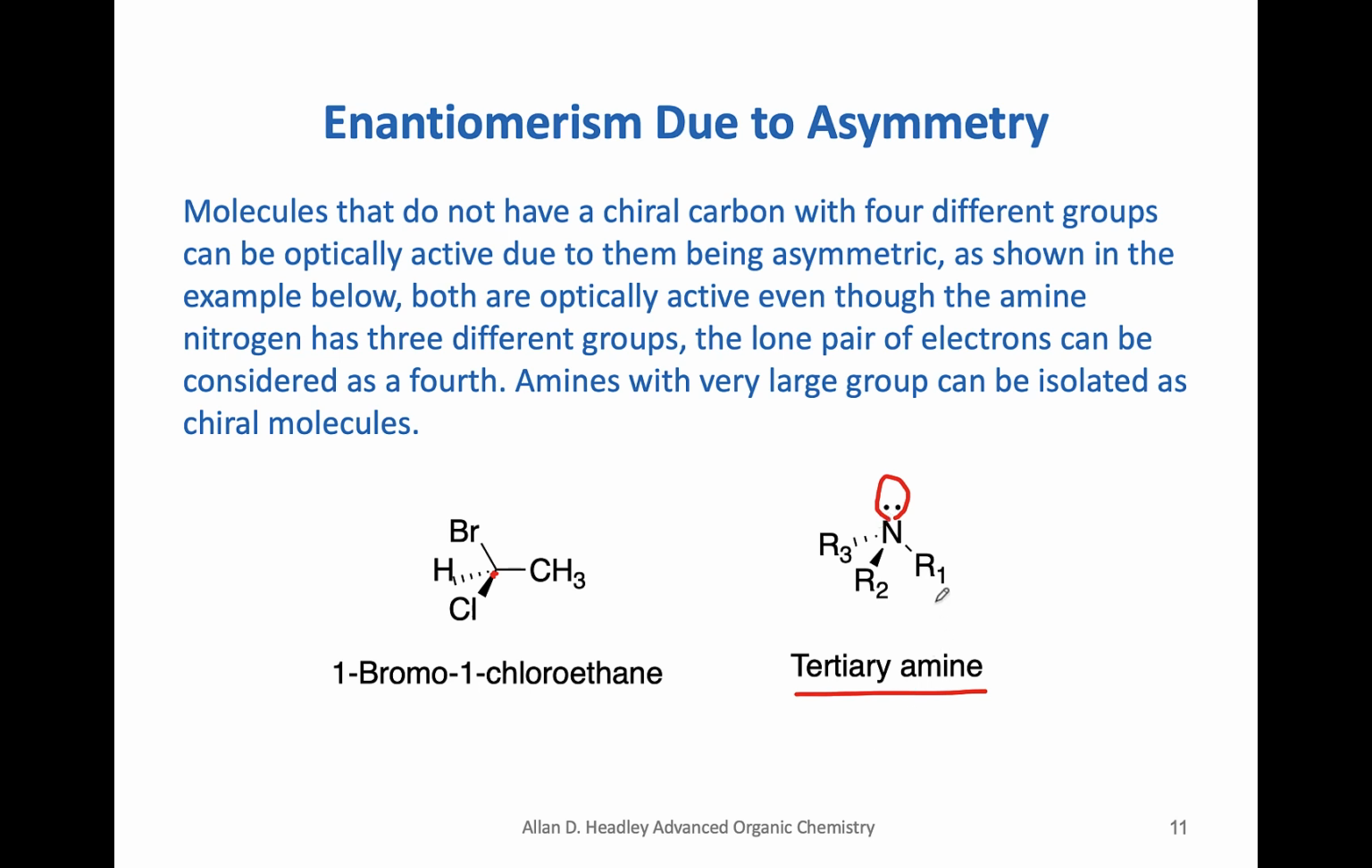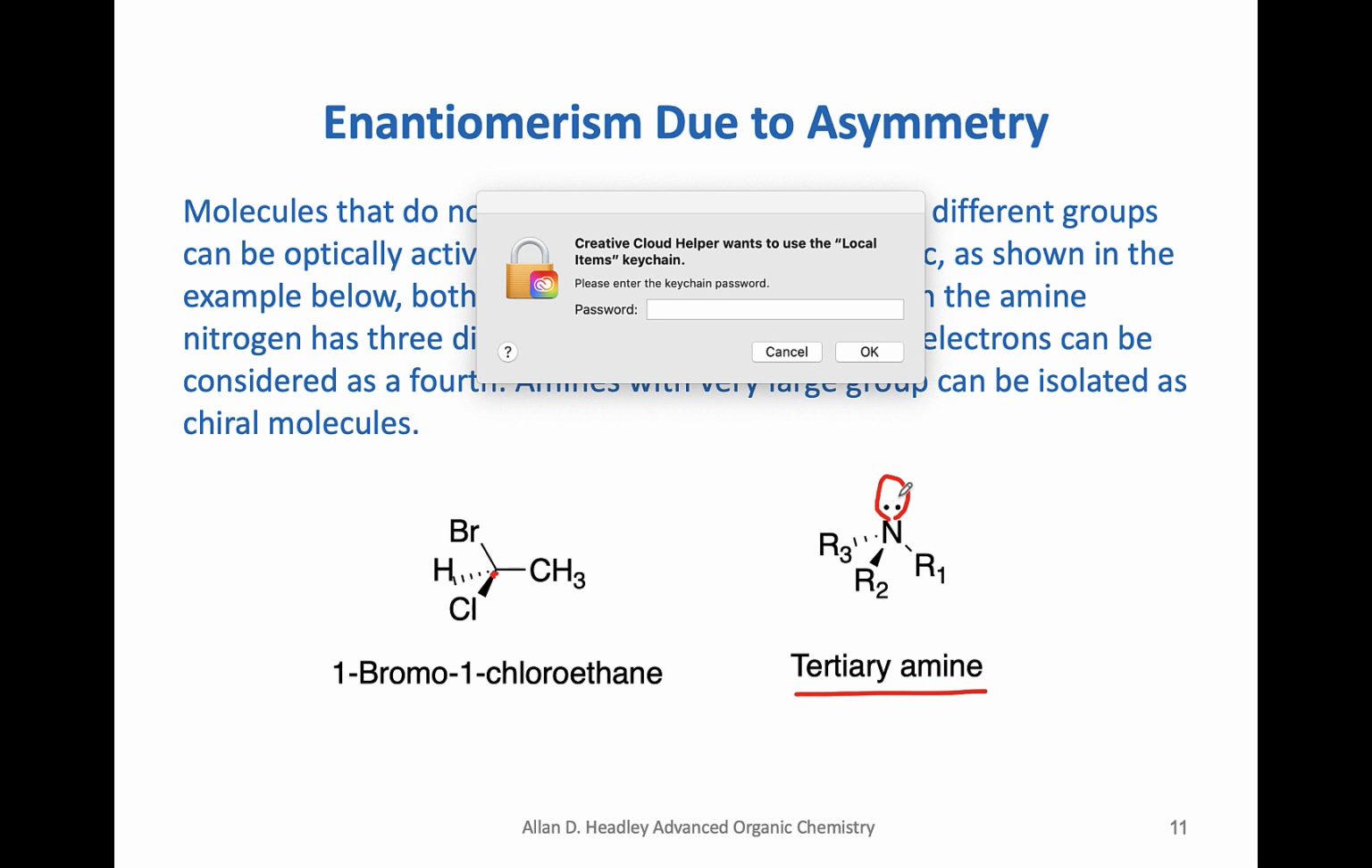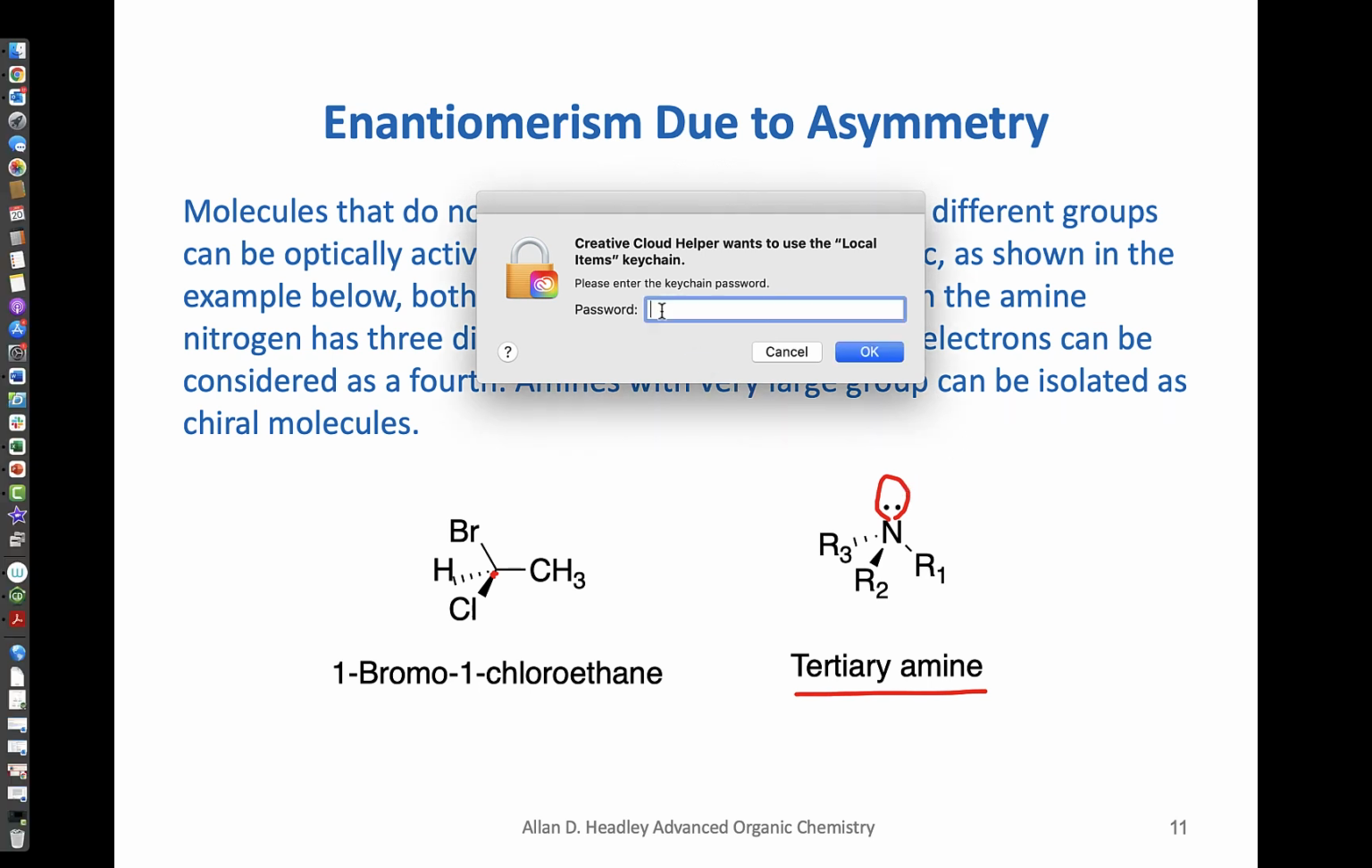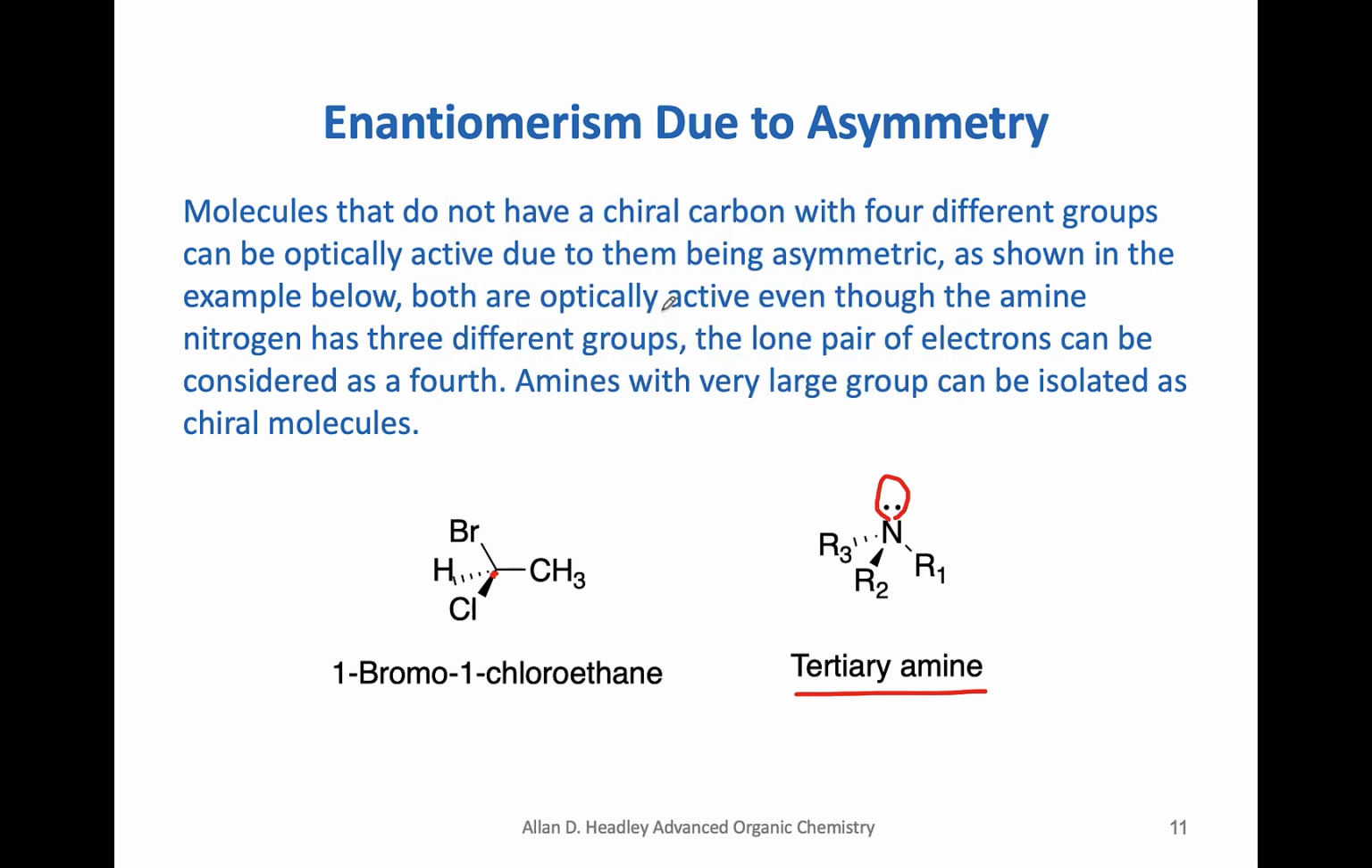So now we have 3 alkyl groups here, and a pair of electrons here. The problem is, as we'll see, it's hard to isolate one enantiomer over the other enantiomer because, as you know, there's rapid inversion of this here, across the amine, the tertiary amine. But if these groups are large enough, we can in fact slow down the inversion and isolate it.